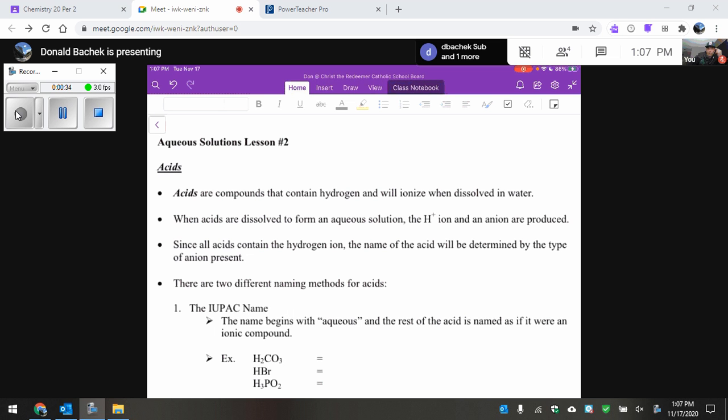Today we're going to focus more on something called ionization, which is acids. More specifically, we're going to talk about how we name acids. And this is pretty important. This is going to be important not only for this unit, because if we don't know what kind of acid we're talking about, that's going to be a problem, but also for the entire year, and for Chem 30 as well. So you'll need to know how to name acids.